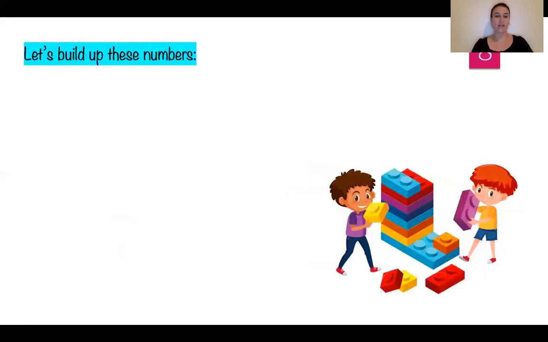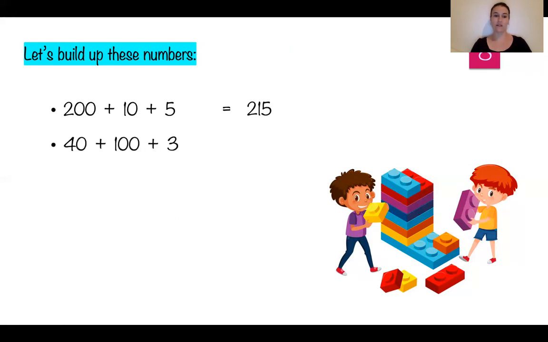Okay, another way of doing place value, we are going to build up the numbers. So we broke them down into expanded notation. We are now going to build them back up again. The sum says 200 plus 10 plus 5. Easy sum. 215. Then we've got 40 plus 100 plus 3. Those numbers are not written in order of hundreds, tens, and units. They're all muddled up, but it's an easy addition sum.